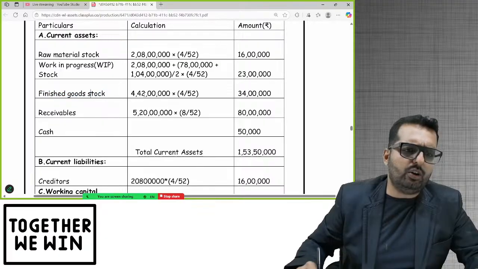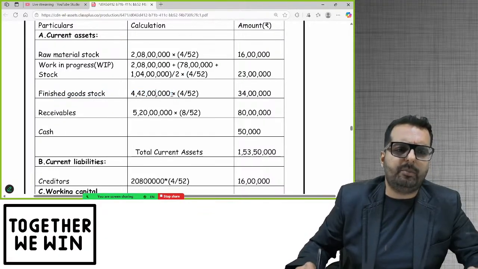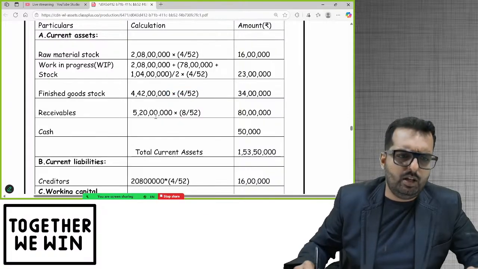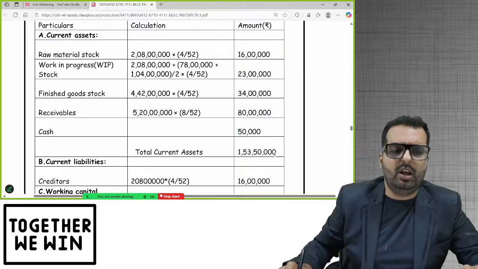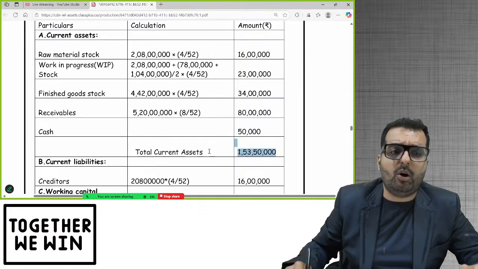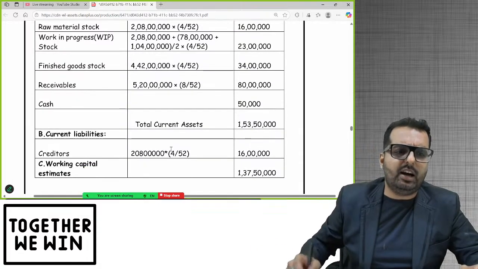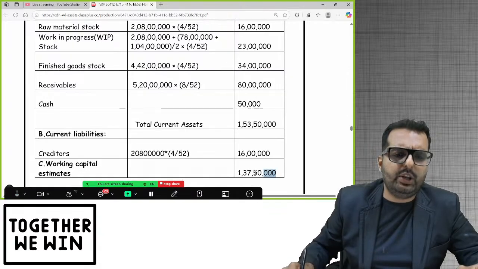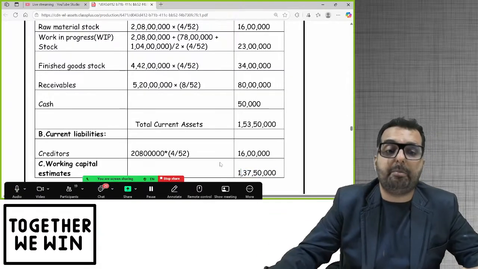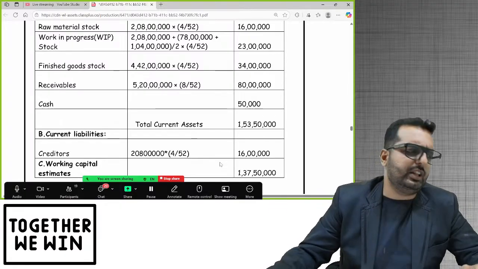Finished goods stock is 442 lakhs, so the total cost comes to 4 by 52. Receivables 8 by 52. Cash 50,000. Total current assets required will be how much in that case, friends? 153 lakh 50,000. Creditors is again for purchases, that will be 16 lakhs. So once you reduce, you get the net working capital requirement as 137 lakh 50,000.